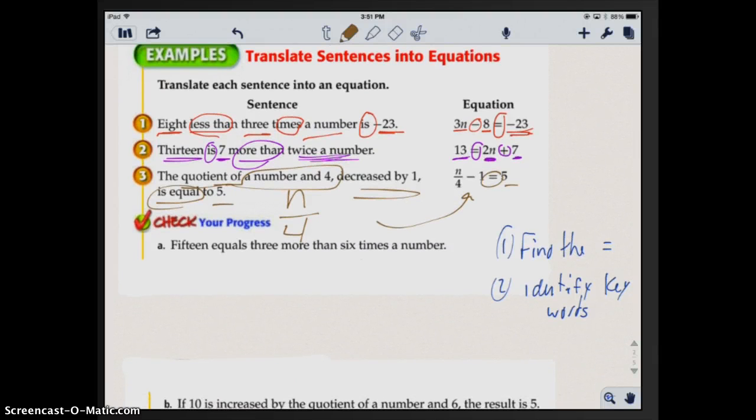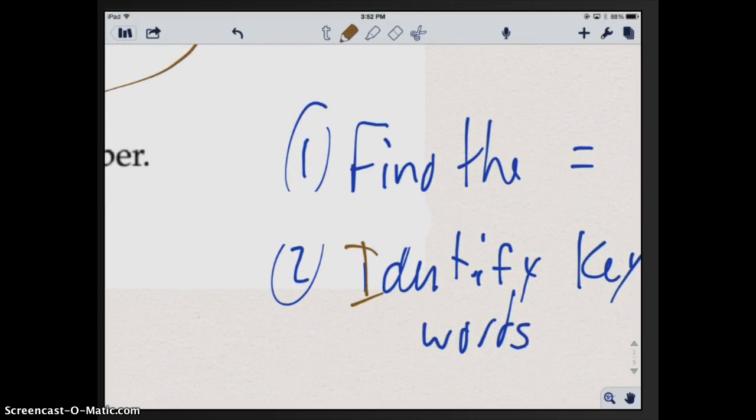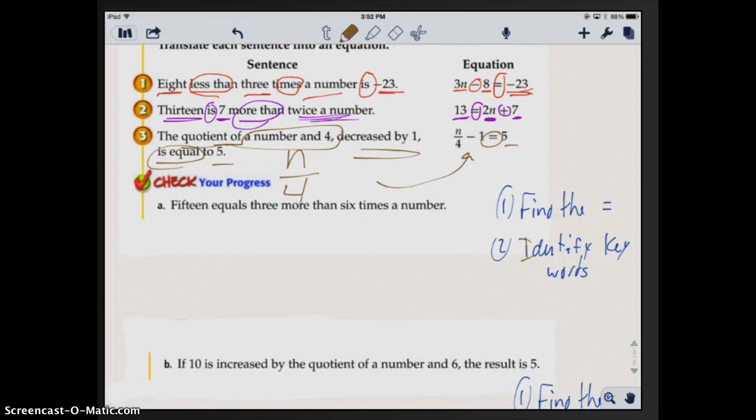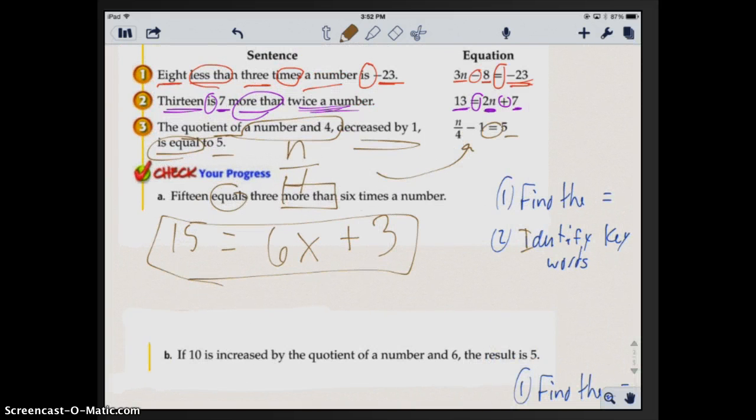What I'm doing, in case you didn't notice, is first finding the equal sign, then identifying keywords. So 15 equals 3 more than 6 times the number. So equals. 15 equals 3 more than, there's more than, I know it's going to be adding, but that's more than, so you need to flip-flop it. Basically with the word than, you're flip-flopping things. 3 more than 6 times a number. So 15 equals 6x plus 3 is our answer. No, it doesn't matter which variable you use, x, y, z, a, b, c, it doesn't matter.